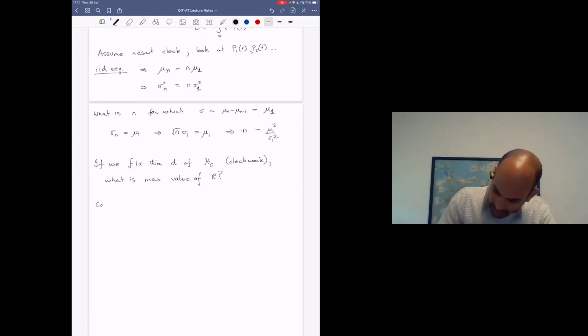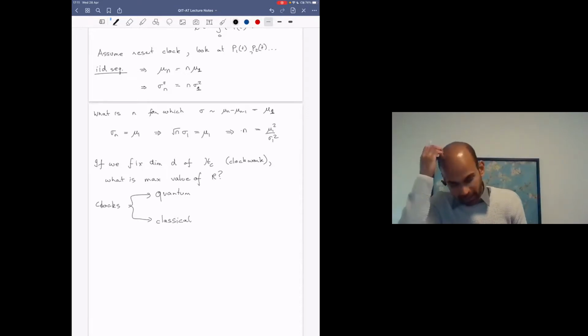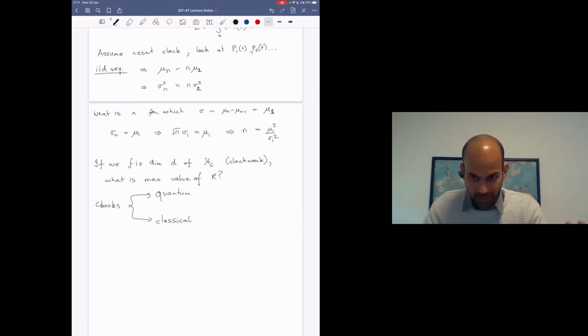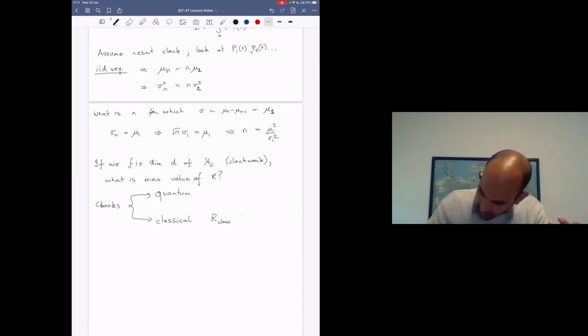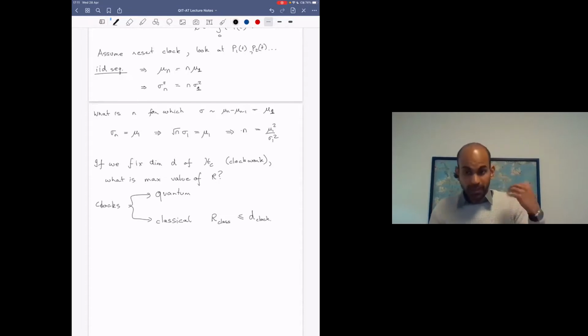So we can split the clocks into quantum and classical. And this is a statement that Misha and myself proved in a recent paper, which is that for classical clocks, R classical is less or equal to the dimension of the clock. So the maximum value of this precision of the clock, the signal to noise ratio, is actually the dimension of the clock. As the dimension goes to infinity, you can get arbitrarily good clocks as you like, but it is limited by this linear function. Now the question is, what happens to the case of the quantum clock?